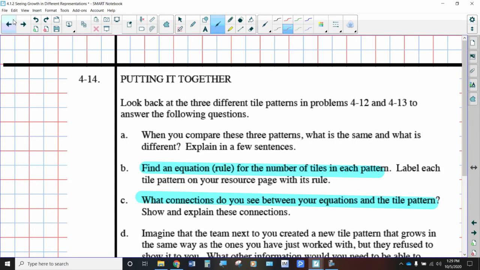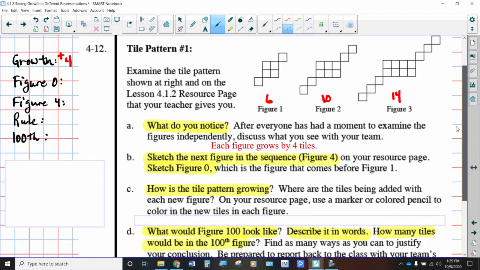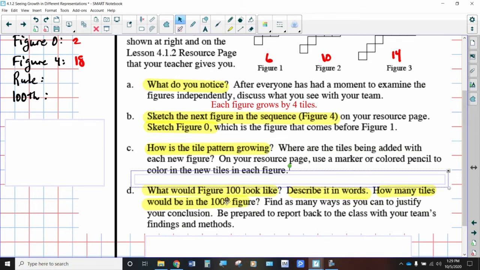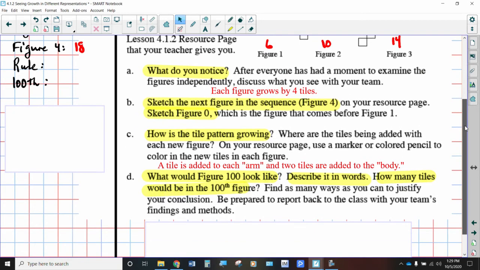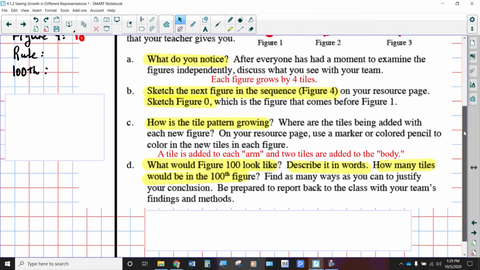So let's go back and answer these questions. We've just sketched the figure 4 and the figure 0. We decided there were 2 in the figure 0 and there would be 18 in the figure 4. So with that, how is the pattern growing? We can say that a tile is added to each arm and 2 tiles are added to the body. So what would the 100th figure look like? How many tiles would be in the 100th figure?